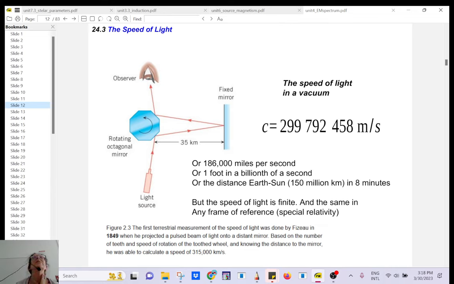So when I look to see who is in the back of the class, Eliana. So I see Eliana. Okay, but the image of Eliana takes time to get to me. So actually, I don't see Eliana like she is now. I see her like she was a few billionths of a second ago. So if she was to disappear, I would not know for a few billionths of a second, right? So I see her in the past.